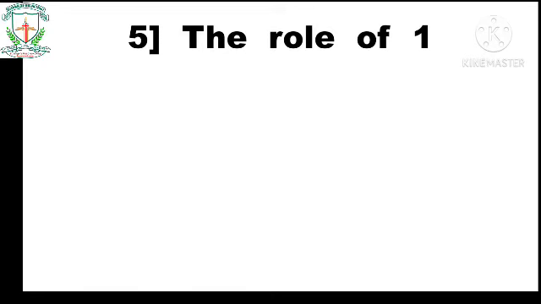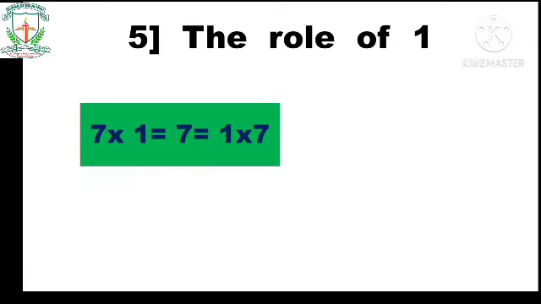Next one is the role of 1. 1 is called multiplicative identity for rational numbers. You take any number and multiply it by 1, it gives the same number. So we'll take 7 into 1. So the answer is 7. 1 into 7. Again the answer is 7.